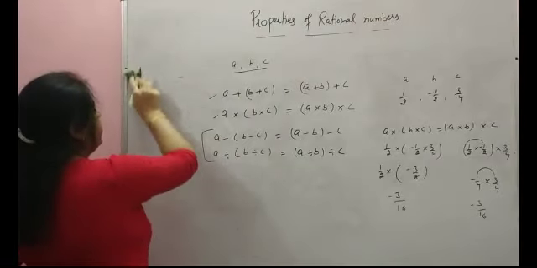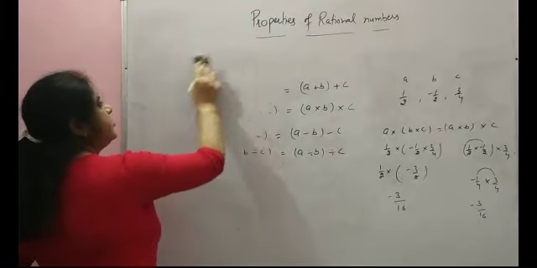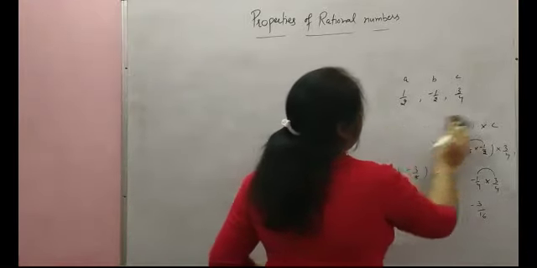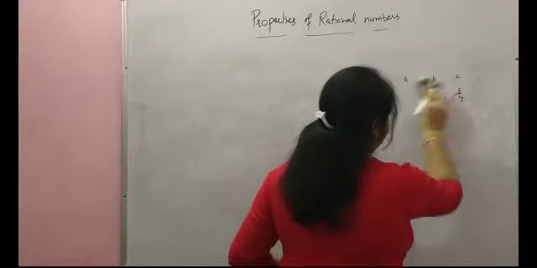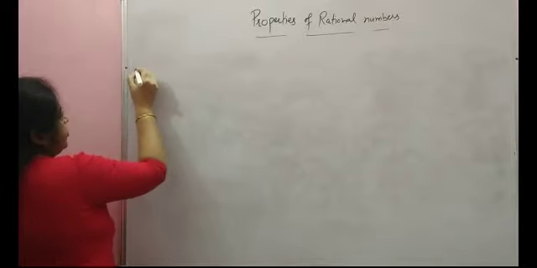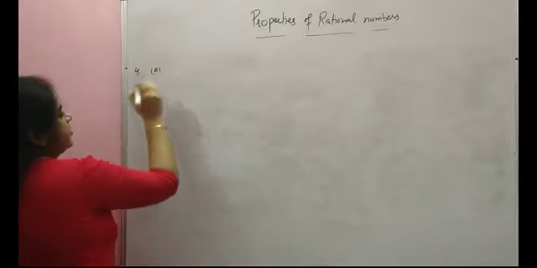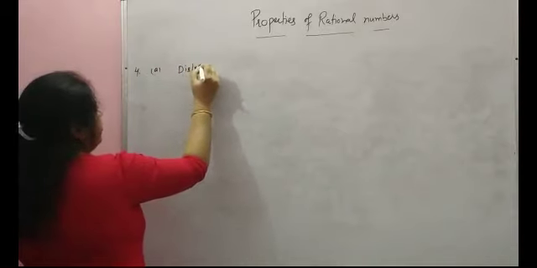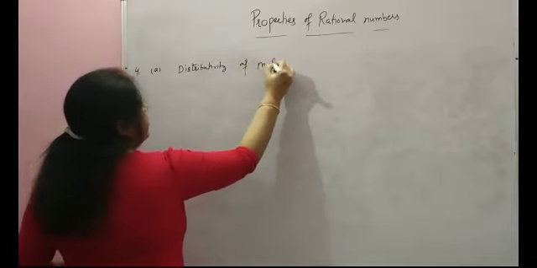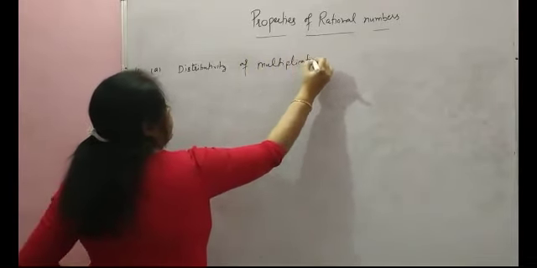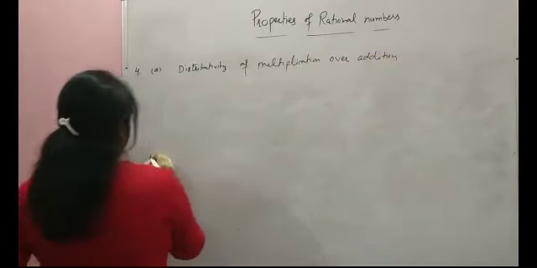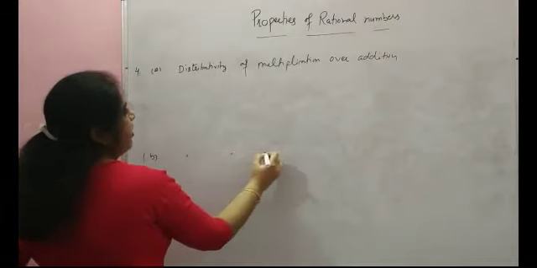Now the last one is the distributive property. Distributivity of multiplication over addition, and distributivity of multiplication over subtraction. So next, first, distributivity of multiplication over addition, and the next is distributivity of multiplication over subtraction.